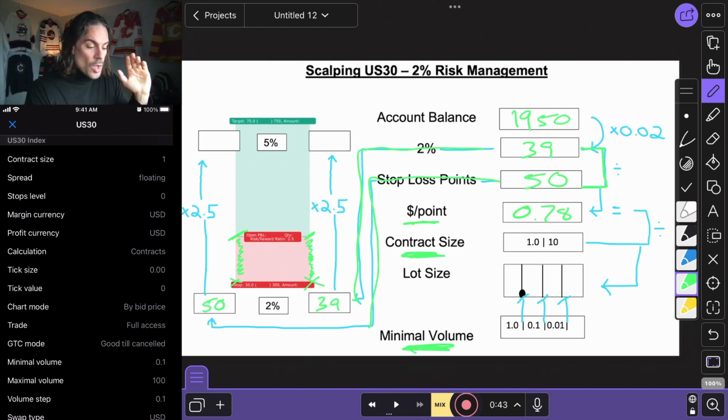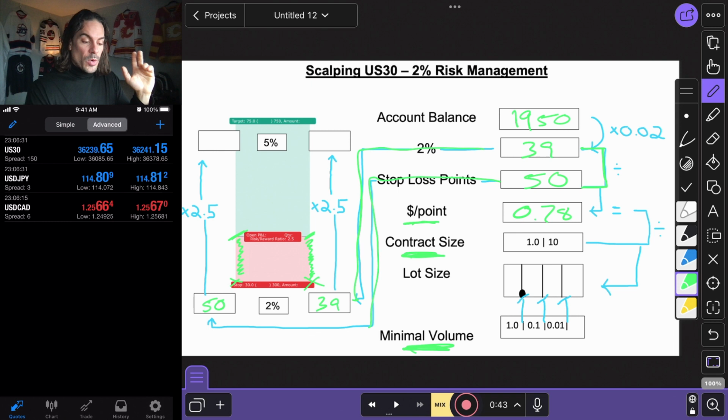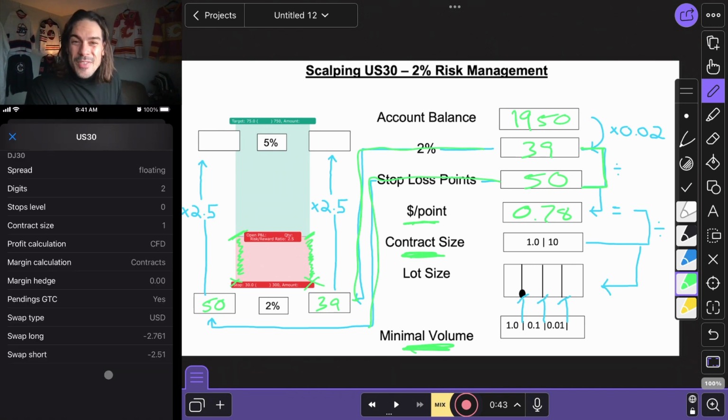Okay, so this is MT5, and that's how you find it. Super simple. What if you don't have MT5? What if you feel more comfortable with MT4? No problem, very similar. So I'm on MT4, my quote screen. I'm going to click on my US30 and I'm going to go to details. If you notice, we don't have the same amount of details here. So my contract size is there, great, but if I look down here, I don't see my minimum volume.